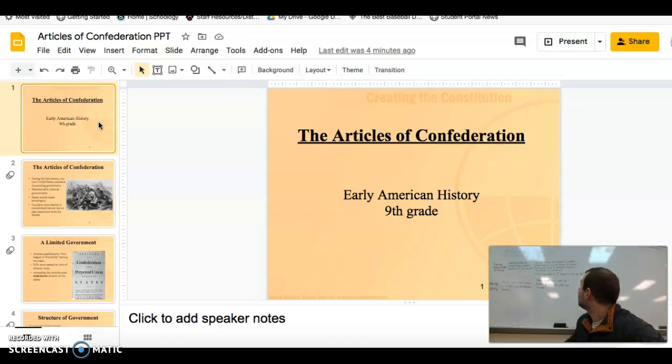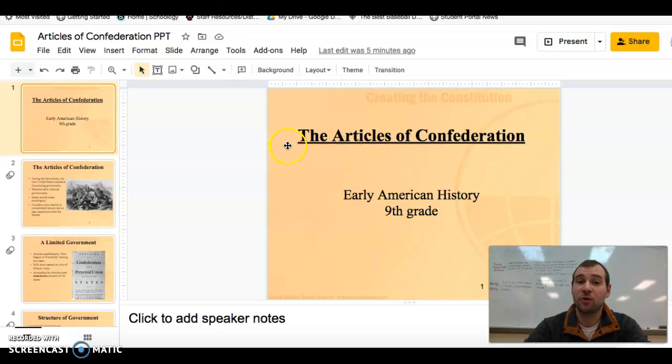So the first question is which powers were granted to Congress? Which powers were not granted to Congress? What were the two accomplishments achieved by the Articles of Confederation? And what was America's first attempt at organizing a government?